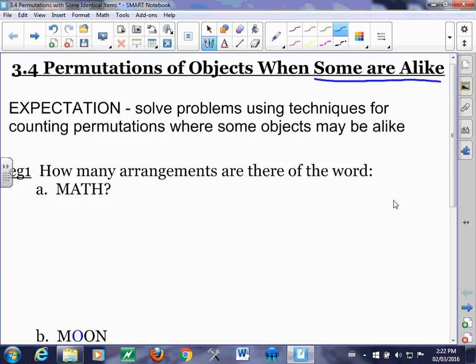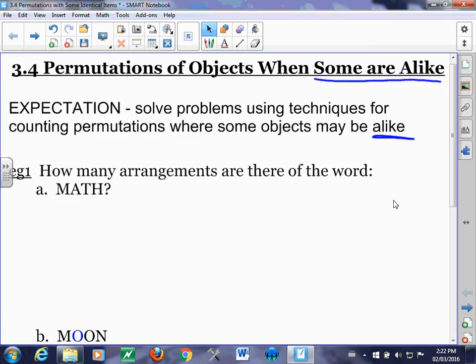Okay, so we're going to compare the difference from last day when we talked about introducing factorials and permutations. We talked about it being 6 different people or 6 different days. Right now we're going to take a look at where there are some repeats or some objects that are alike. And when they're alike, we've got to treat them differently.